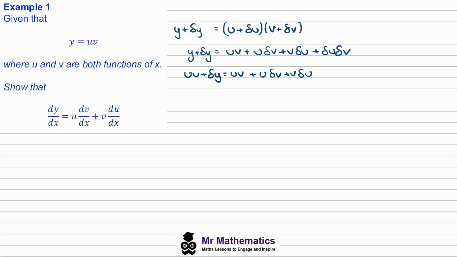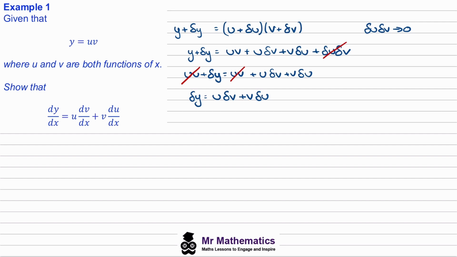Now if delta u and delta v are both small increases, when you multiply them together, delta u delta v will tend to 0. This will become very, very small. So we can cancel this term out. And you can see that this uv will cancel with this uv. So delta y will be u times delta v plus v times delta u.